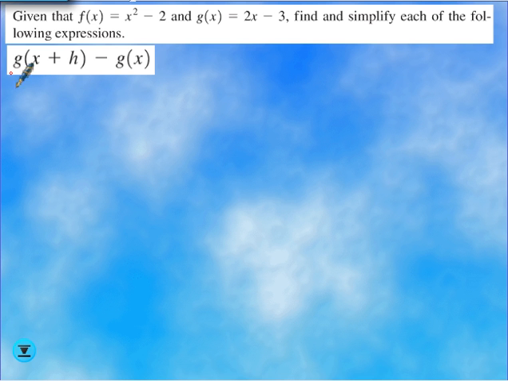So let's again remind you, on this problem, g of x is equal to 2x minus 3. You can go back and check on your homework to make sure you did these right. G of x is 2x minus 3. That's given to you in the problem. You're not using f of x at all.